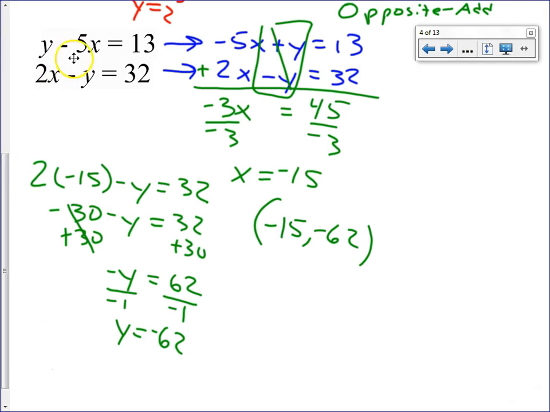So in order to rearrange the equation, I had to get the x's and the y's to match up. So I just switched those around to make it negative 5x plus y equals 13, and then I notice the y and the negative y are opposites, so I need to add those equations. So negative 5x plus 2x is negative 3x. The y's cancel out. 13 plus 32 is 45. Solve, x is negative 15, then I plug that back into the equation. Simplify it, and I get y equals negative 62.